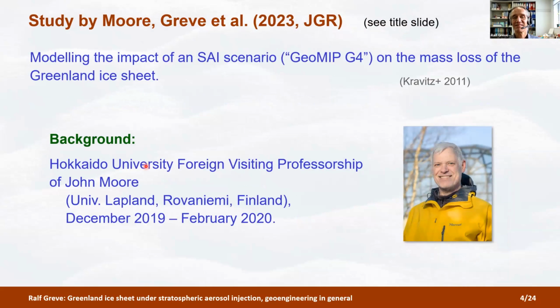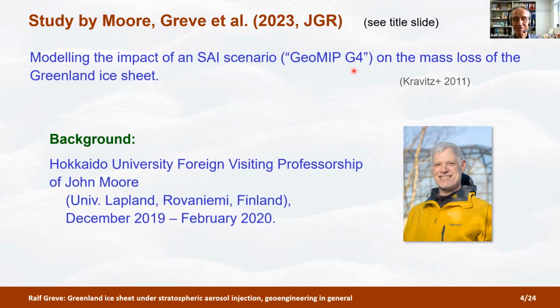So this idea was the starting point for our study. What we did was to model the impact of one particular SAI scenario. SAI is the abbreviation for stratospheric aerosol injection, and this scenario is called GeoMIP G4. I'm going to explain this on the next slide. And we looked at the impact of this particular scenario on the mass loss of the Greenland ice sheet compared to some climate change scenarios without intervention.